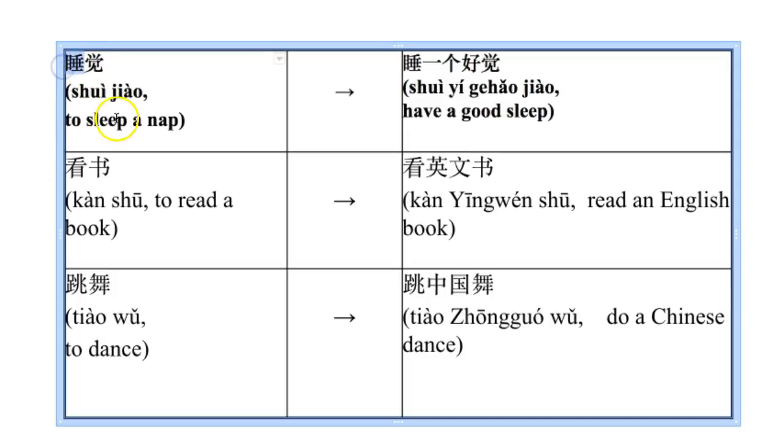To literally translate it, it means to sleep a nap. 睡 means to sleep, and 觉 is literally a noun that means a nap. So literally to sleep a nap or to take a nap is what 睡觉 means. So of course I can separate these two parts of the compound. I can say, for example, 睡一个好觉, right? I'm going to sleep a good nap. And that's how I use verb objects in Chinese.